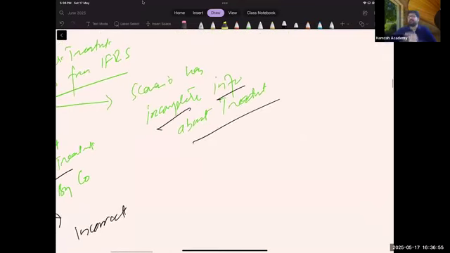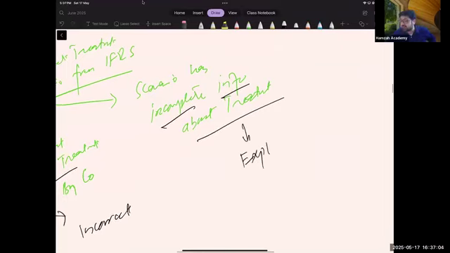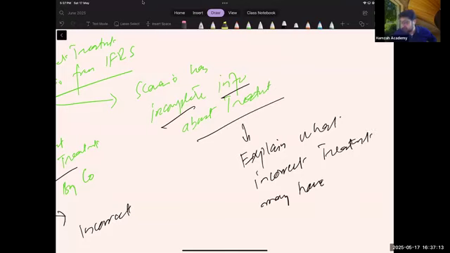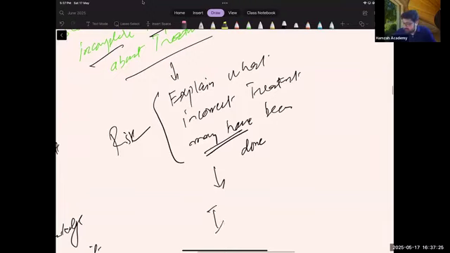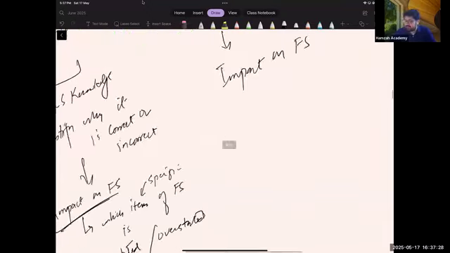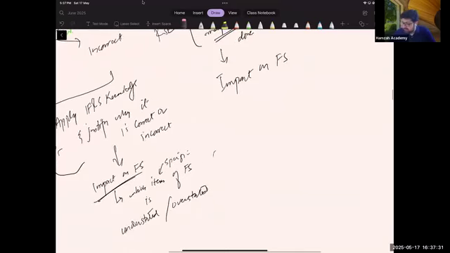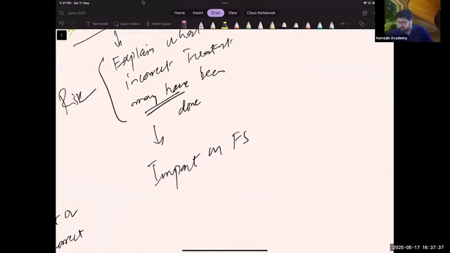The scenario has incomplete information about treatment. Then what is to be done? Again, explain what incorrect treatment may have been done. May have. This is called risk. And then the resulting impact on the financial statement. Again, same: which items, here we said is overstated. Which items may be misstated because there is a risk.